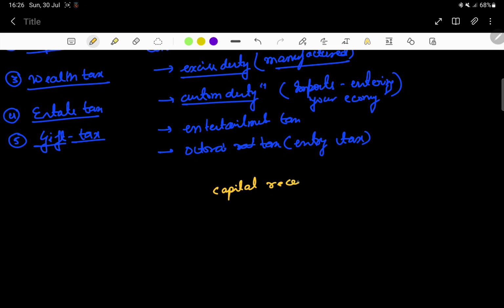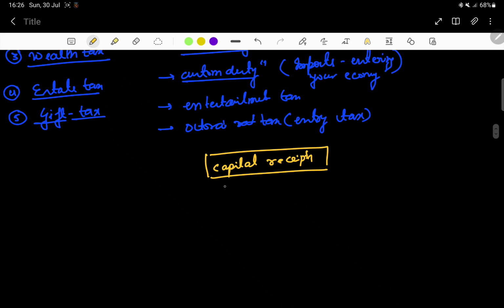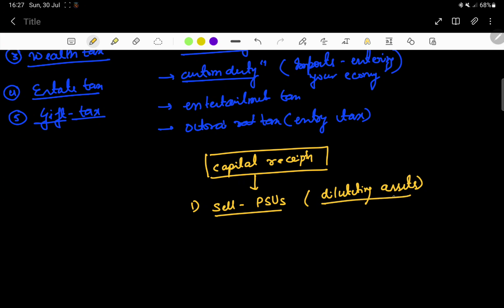Capital receipts, how can we get capital receipts? Capital receipts can be accrued if we sell the public sector units. If we sell a public sector unit, what are we doing? We are diluting assets. When you sell the assets, we get the money, but we lose the ownership. Ownership is reduced. So we get the money, but ownership is reduced.